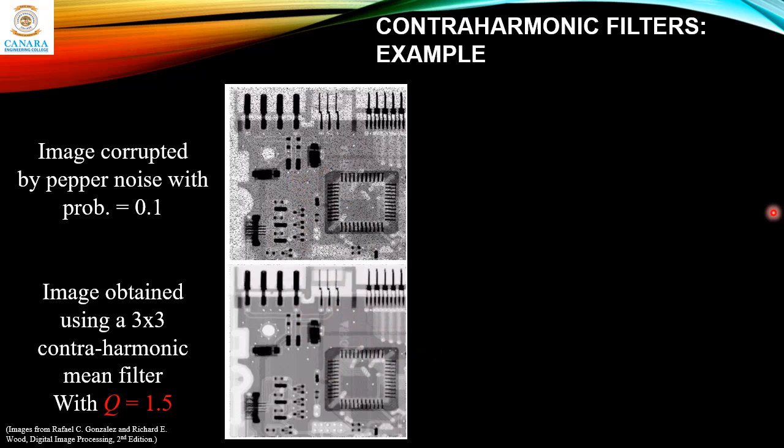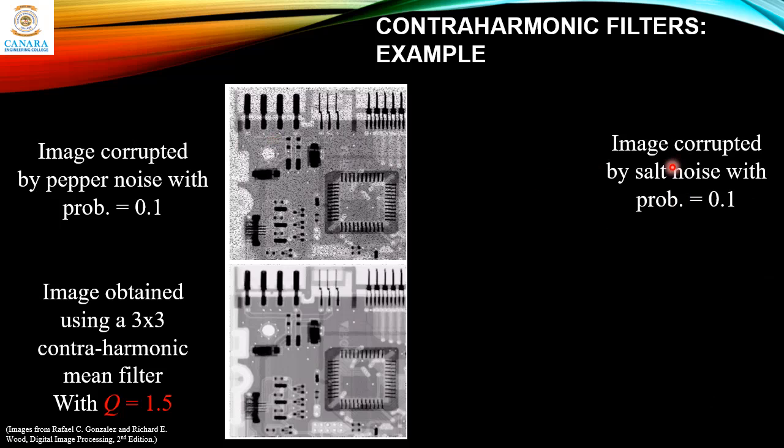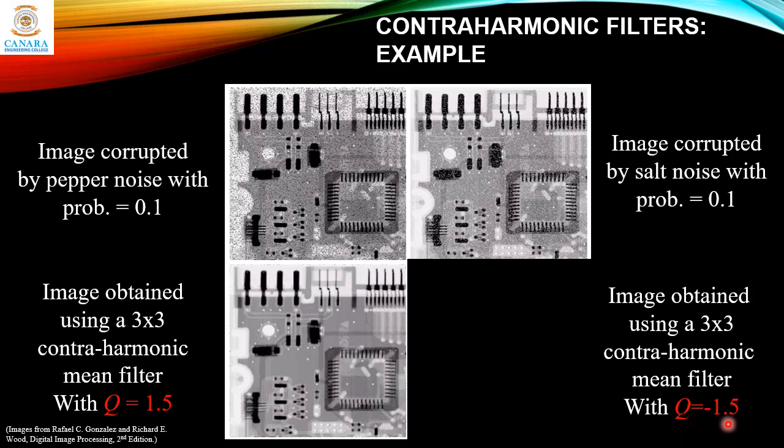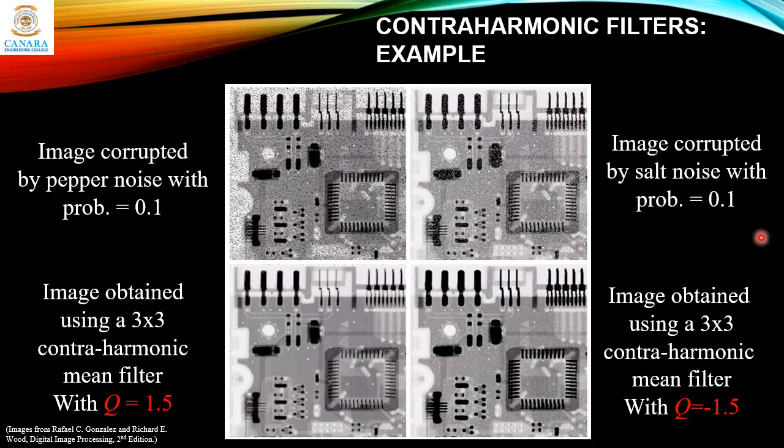Now if you add salt noise with probability 0.1, you get this noisy image. Compare the salt noise and the pepper noise here: salt noise is white dots, pepper noise is black dots. Now if you use Q equal to -1.5, it is better for removing the salt noise. You can see the result here. Again, the image has improved quite a lot, and you don't see any type of salt noise in the filtered image. So this is the use of the contra harmonic mean filter.